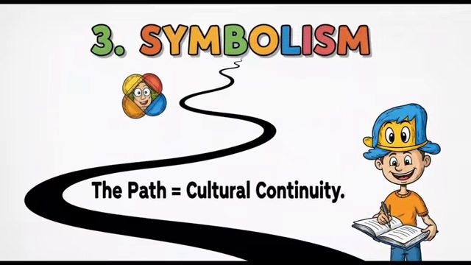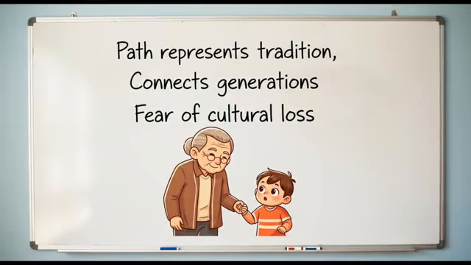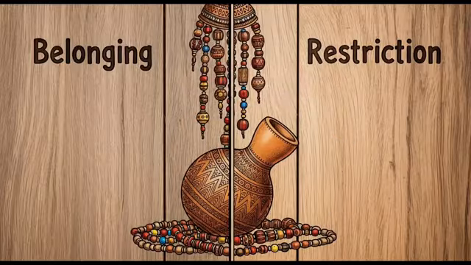3. Symbolism. Symbols play an important role in the novel. The path in the title symbolizes cultural continuity, heritage, and the transmission of tradition from one generation to another. It represents the fear that abandoning customs will cause cultural identity to disappear. Other cultural practices in the novel symbolize both unity and oppression, reinforcing the tension between belonging and freedom.